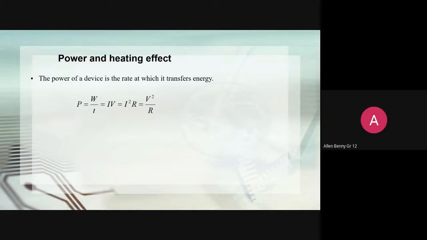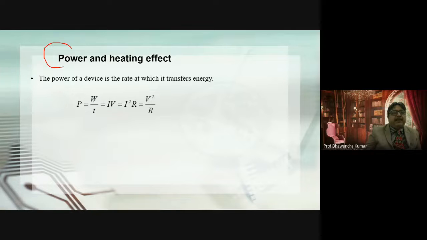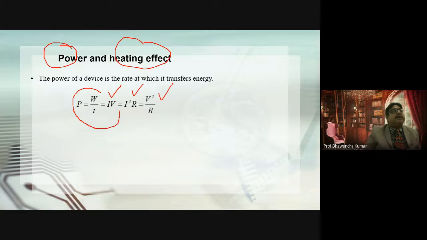Great. Yes. Now we also have the concept of power and the heating effect. We know that power is work done per unit time or energy supplied per unit time. That can be written as VI, or I square R, or V square by capital R. Do you notice it? Here our focus is on the external resistance. Have you written? Understood?